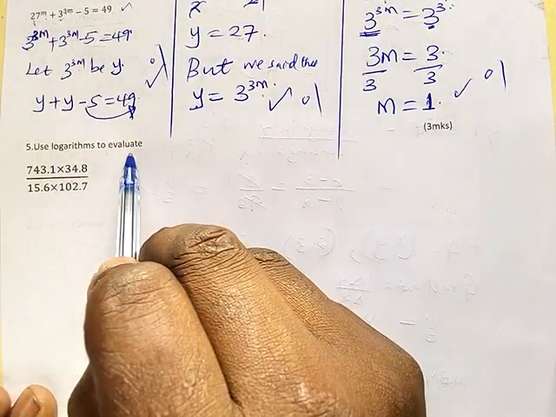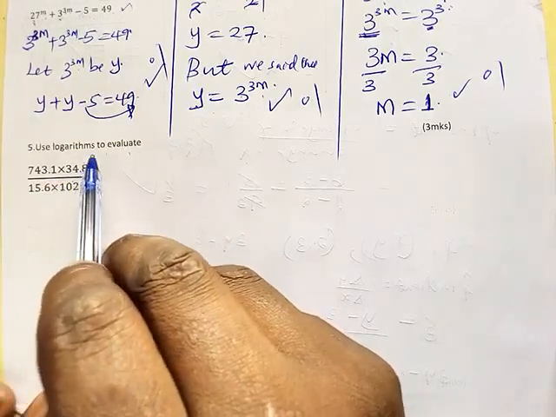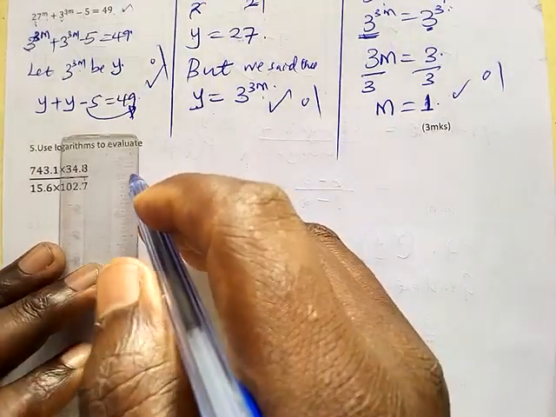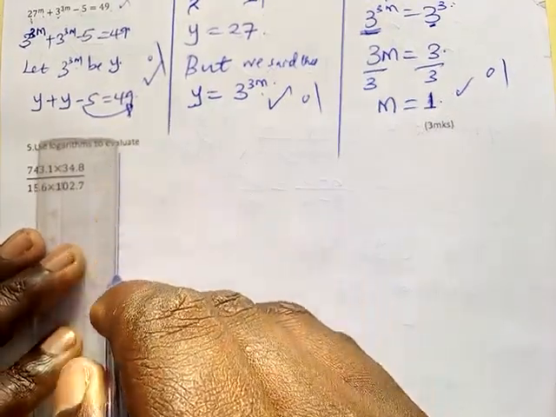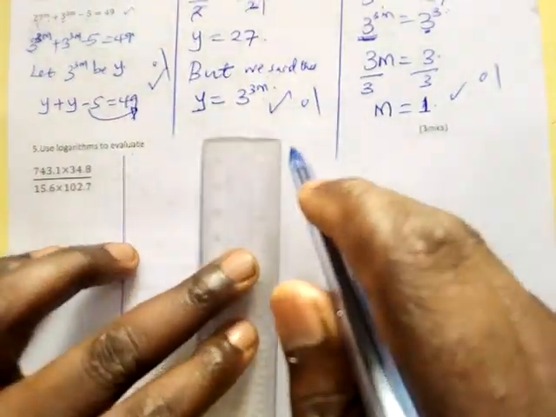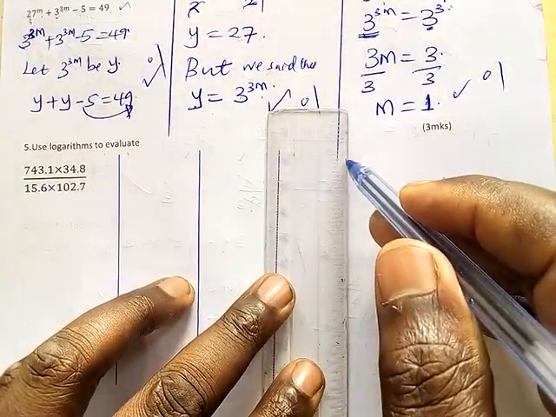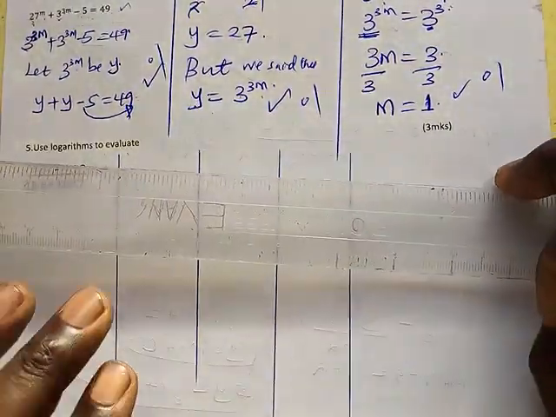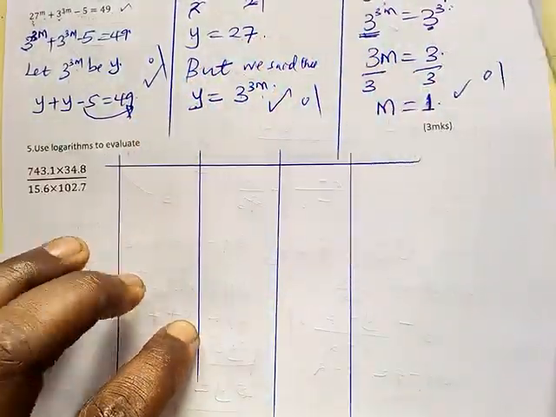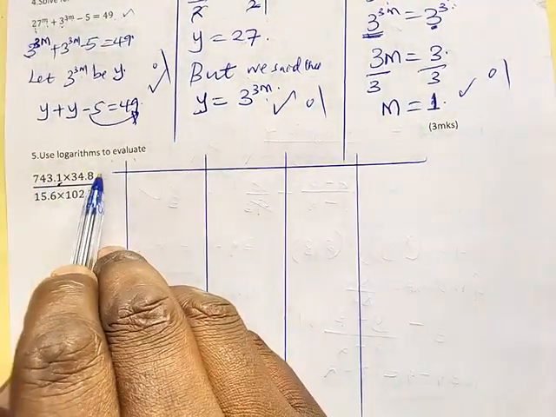Use logarithm to evaluate 7.43 times 4.8 over 15.6. So we have been asked to use logarithms. And if you are asked to use logarithm, there's nothing else you are going to use. You use exactly what you have been asked to use. If you don't follow instructions, you get wrong answers. If you are told to use logs, you must use them. You cannot go do otherwise or use a calculator directly. You won't score. So here we have the numerator and the denominator.